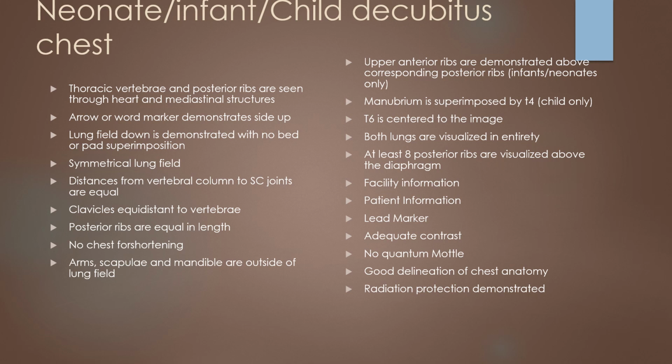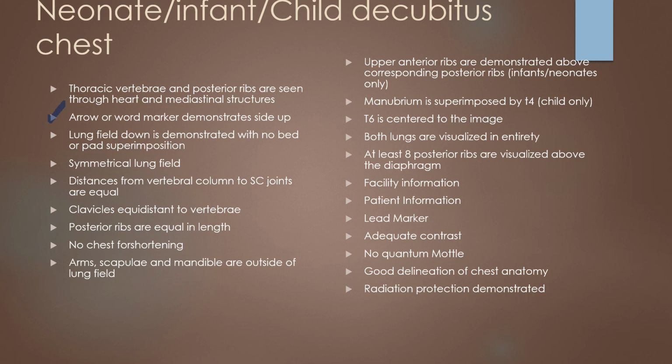Here's a key one. We need to see an arrow or a word marker demonstrating which side is up. With the lung field down, we know that we're at risk of clipping that off if we don't elevate our patient on a sponge, so we need to make sure that we don't have any clipping of the side down. Lung field should be symmetric.